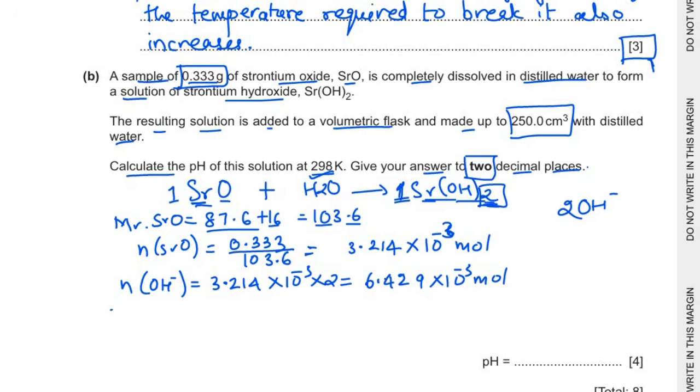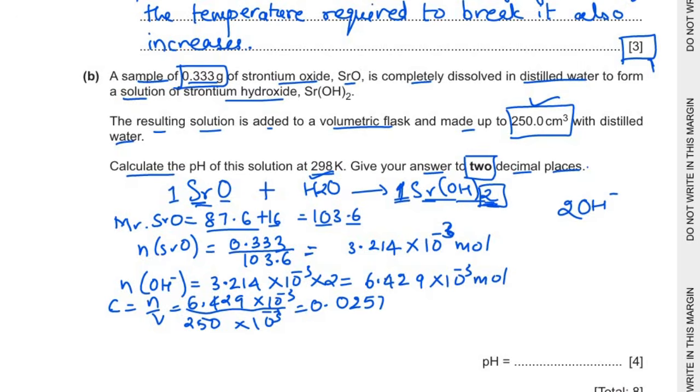Now let's calculate the concentration of the hydroxide ion. So we have moles divided by volume, that is 6.429 into 10 power minus 3 divided by, now what's the volume? This whole number of moles is present in the total volume of 250 cm cubed. So 250 into 10 power minus 3, divided by 1000 to change it into dm cubed, and we get the answer as 0.0257. Now this is the concentration of hydroxide ions.